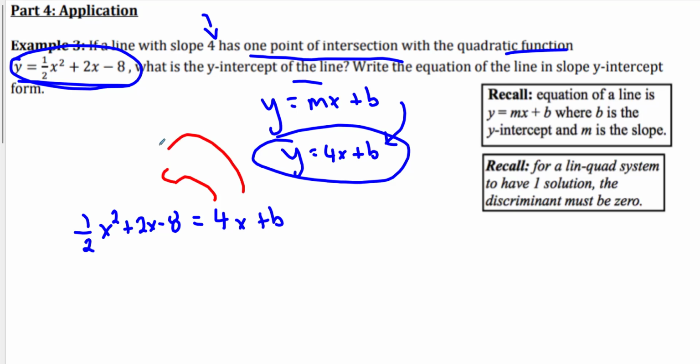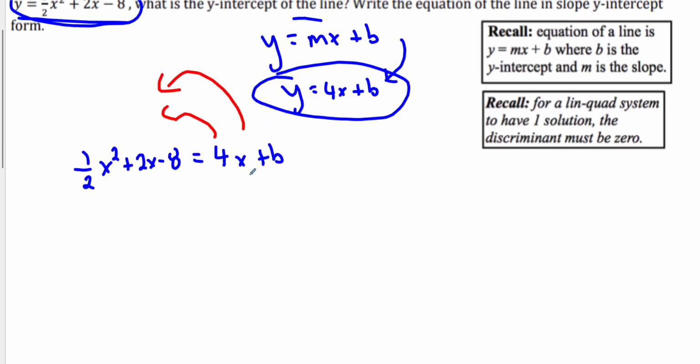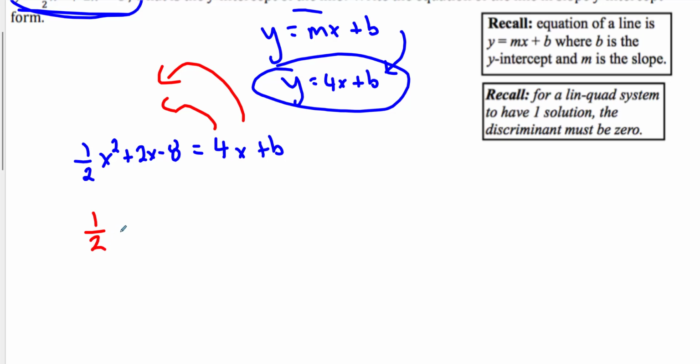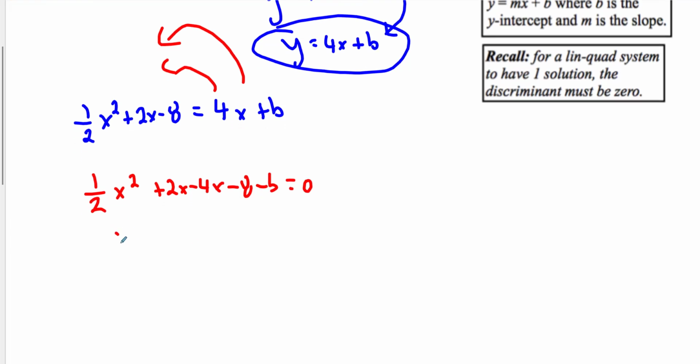Well, the second step is to always move everything over. So this is going to be 1/2 x squared plus 2x minus 4x minus 8 minus b is equal to 0. And that's going to be 1/2 x squared, simplify, minus 2x minus 8 minus b. I can't simplify the b because I don't know what it is. So what do we do now?